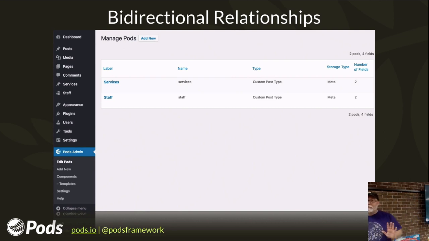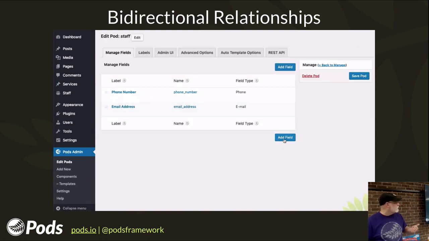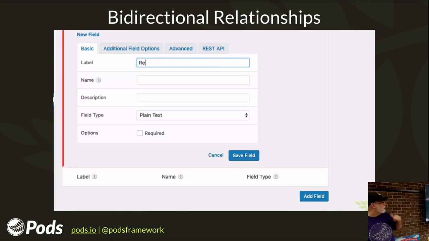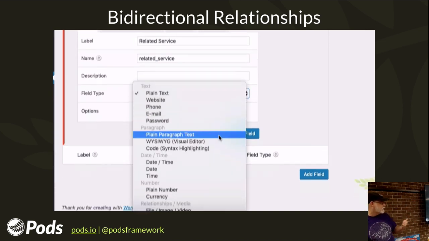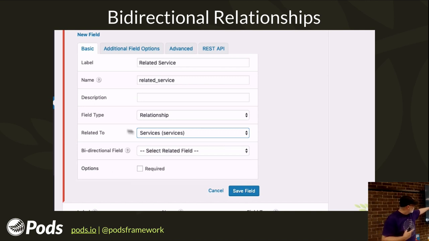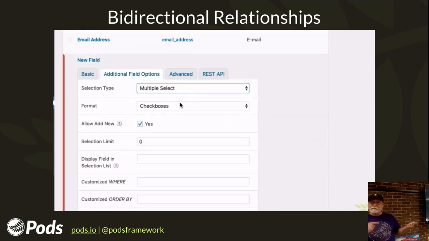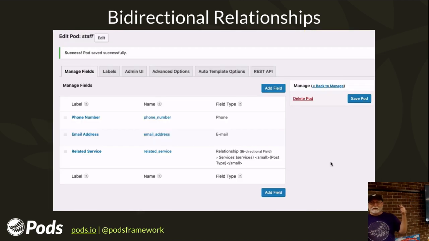So now we're going to talk about bidirectional relationships. I'm going to add that related service to our staff members pod. So we're going to go into the Pods admin and go into the staff and add another field for related services. And this is where it gets kind of interesting because, again, related services, the label and name automatically default. When you select the relationship and actually select staff, it's going to recognize that there's a connection between the two. It has this whole little bidirectional field, and you'll notice you can select something that points to the relationship field on the other side of the equation. And if you set it for multiple and do everything else like we normally do, it should work. But what that does is make the connection.